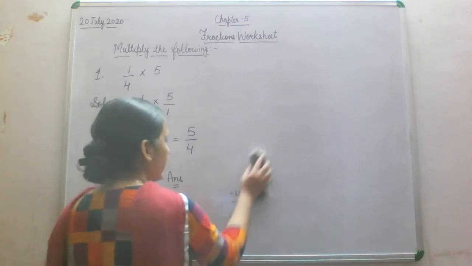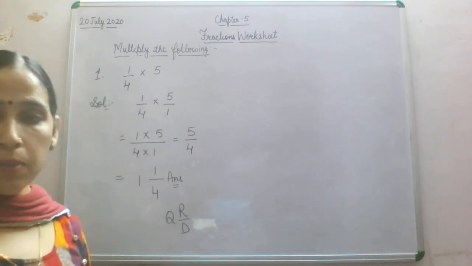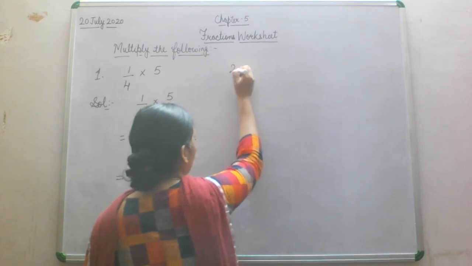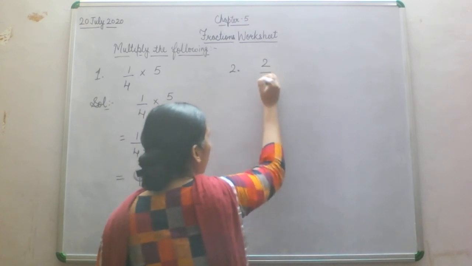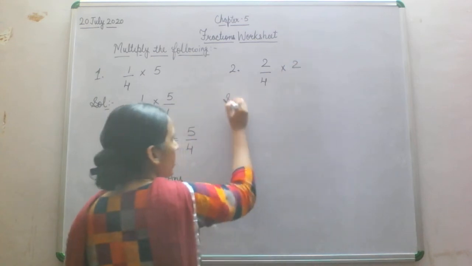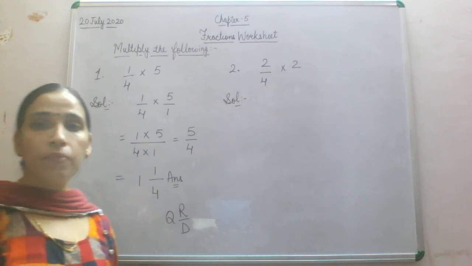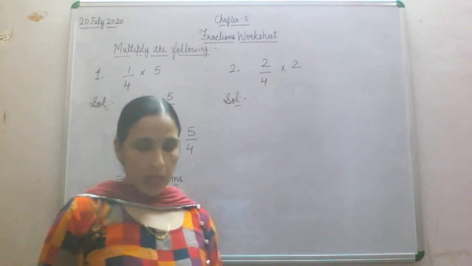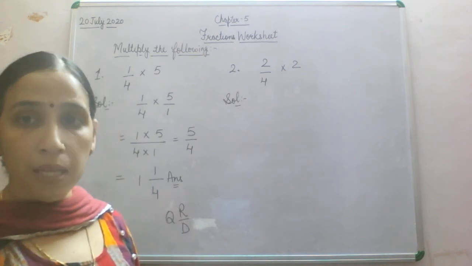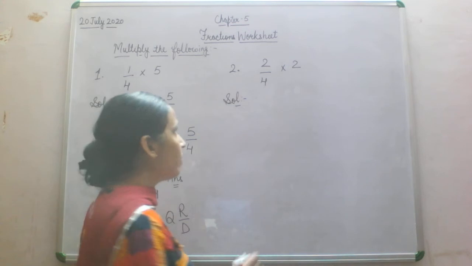So let's take another question, question number 2. Okay, so let's start this question number 2: 2 by 4 multiply by 2. Now I am going to take a few questions that are a little bit tricky also, which are not given in your book. So we'll take those questions also that are not similar to the questions given in your book. So we'll do it now.